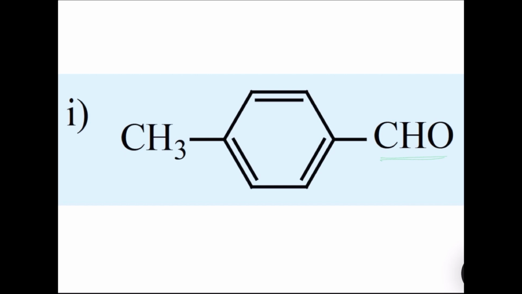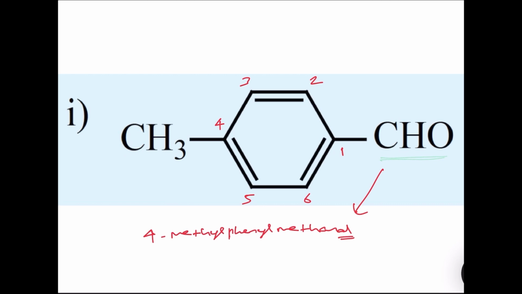So let's do the numbering from here. 1, 2, 3, 4, 5, 6. So at 4 position we have a methyl group: 4-methylphenyl methanal, because it's an aldehyde. Now this is the systematic IUPAC name.